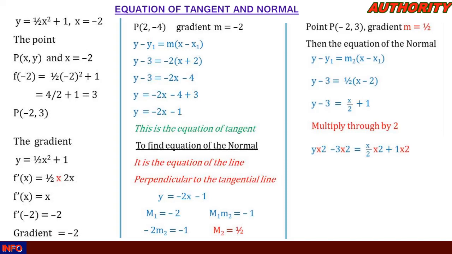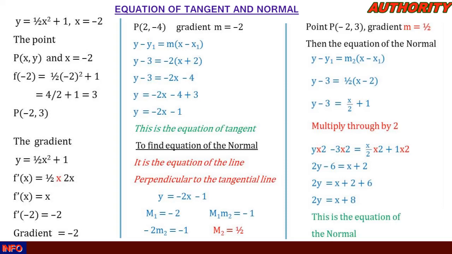Is that true? Yes. Now when we say y times 2 is going to give us 2y minus, 3 times 2 is going to give us 6. So here we have minus 6 equal to x all over 2 times 2 is going to give us x. Then we have plus 1 times 2 is equal to 2. So here we have 2y minus 6 is equal to x plus 2. Let's take minus 6 to the other side. We're going to have 2y is equal to x plus 2 plus 6. 2 plus 6 is equal to 8. So therefore we have 2y is equal to x plus 8. This equation is called the equation of the normal.